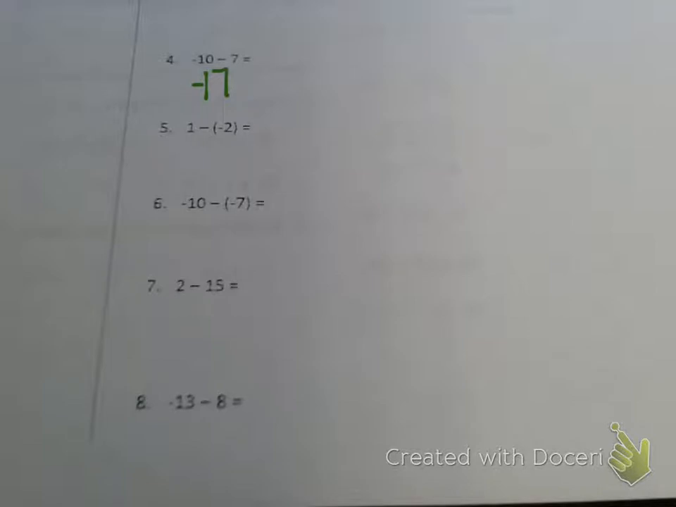So I have negative 10, and I know that I'm adding. I'm always changing it to adding. The opposite of 7 is negative 7. Negative 10 plus negative 7 is negative 17.